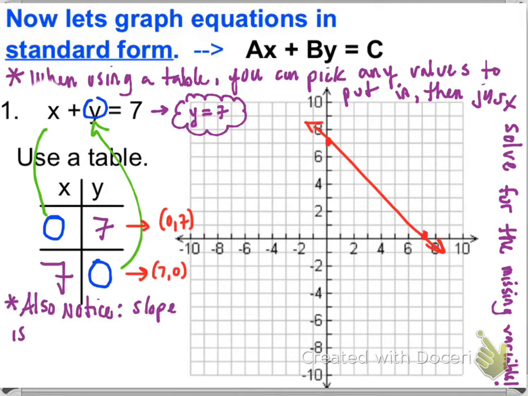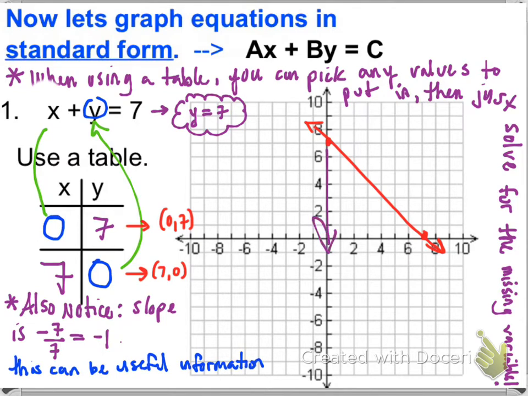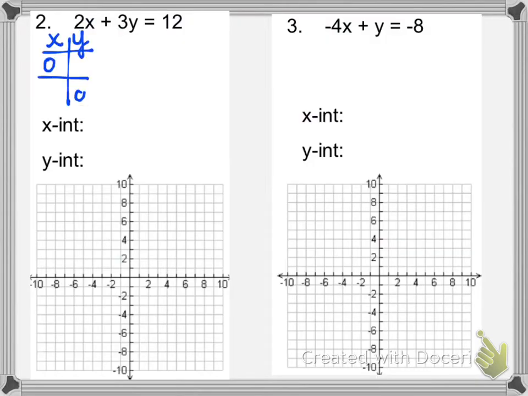Also notice that if you're looking at the slope, you go down 7, forward 7. It gives you a slope of negative 7 over 7, which is negative 1. So that does make sense. This can be useful information.